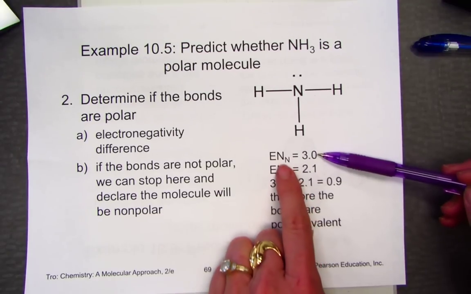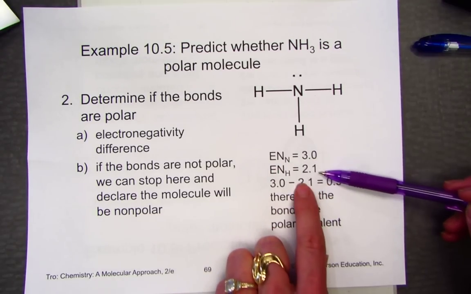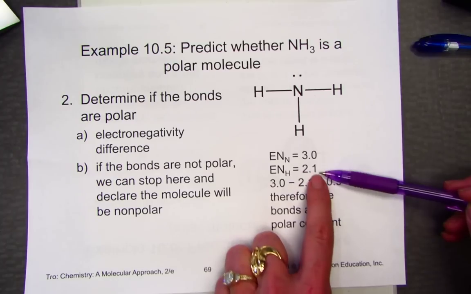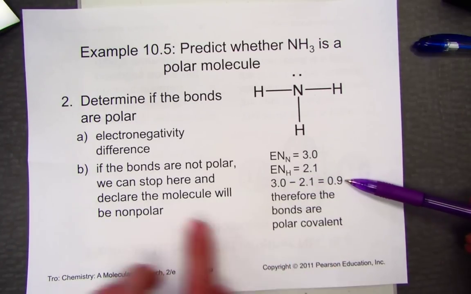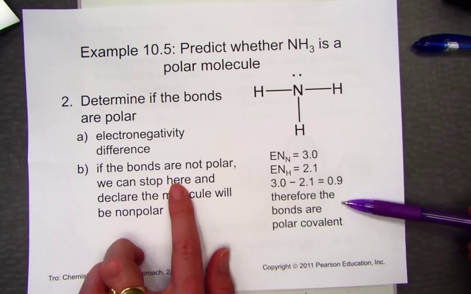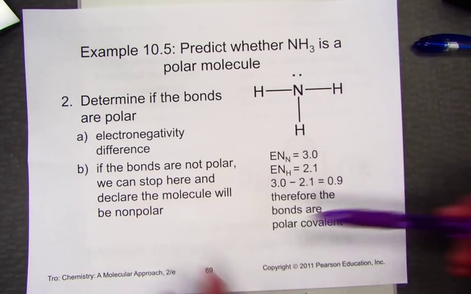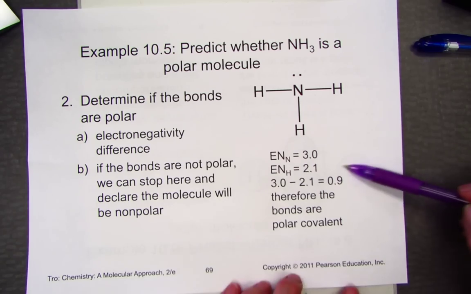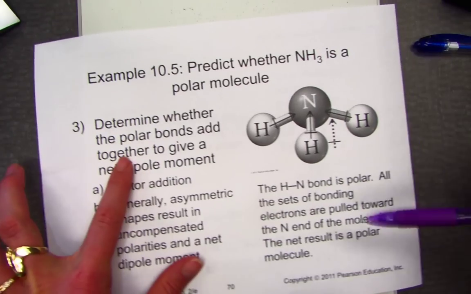We had looked up in our chart the electronegativity value for nitrogen, 3.0. Did the same for hydrogen, found it to be 2.1, and the difference between those gave us 0.9. If we stopped right here, if the electronegativity difference was 0 in these bonds, the molecule would be nonpolar. But we did find an electronegativity difference. Therefore, the bonds are indeed polar.